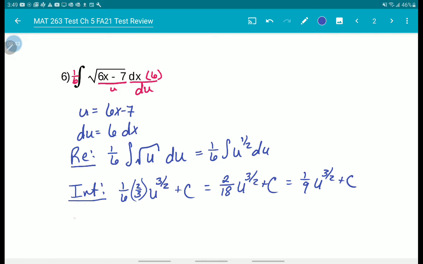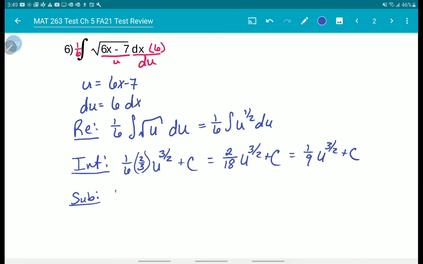And then since this is an indefinite integral, because there's no limits of integration, we've got to do that back substitution. So there is our final answer.